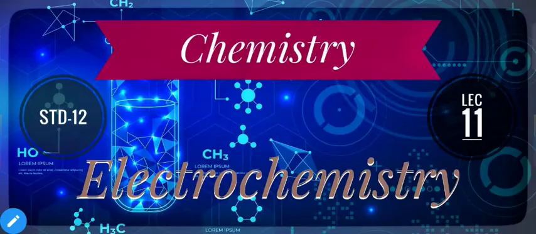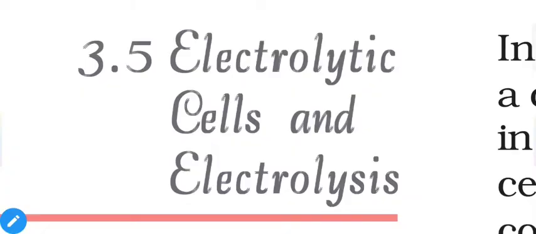Now let us move on to the next point: electrolytic cells and electrolysis. As we discussed earlier, when a chemical reaction generates electricity, it is called an electrochemical cell. The opposite of an electrochemical cell is an electrolytic cell. In an electrolytic cell, when we apply electricity, we get a chemical reaction. We discussed this type of cell in our Daniell cell point.